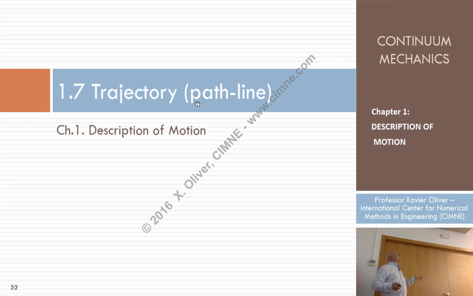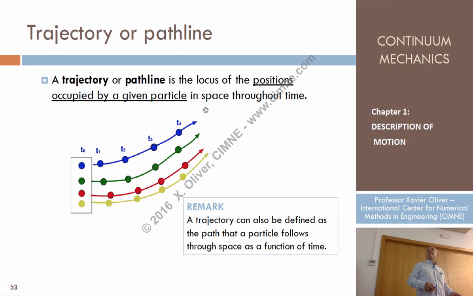Okay, what is the trajectory? Trajectory, also called pathline. A trajectory is the path, the spatial path, followed in time by a given particle. So, if I have a particle that at reference configuration is there, at different times the particle is moving.